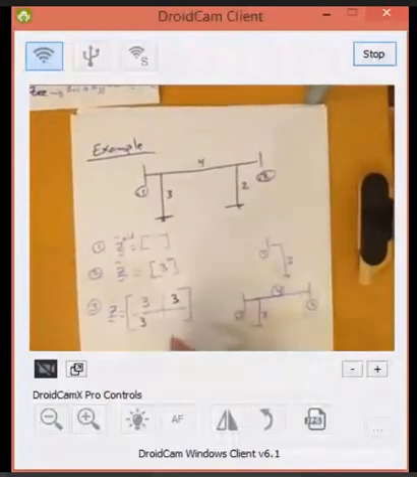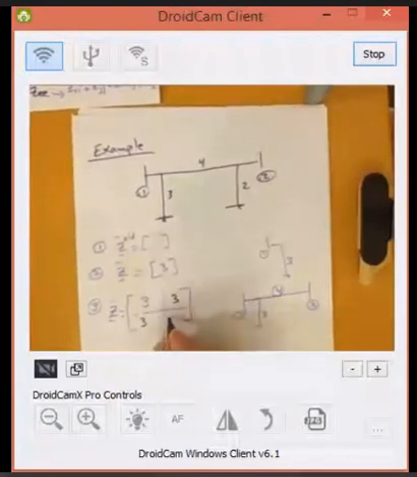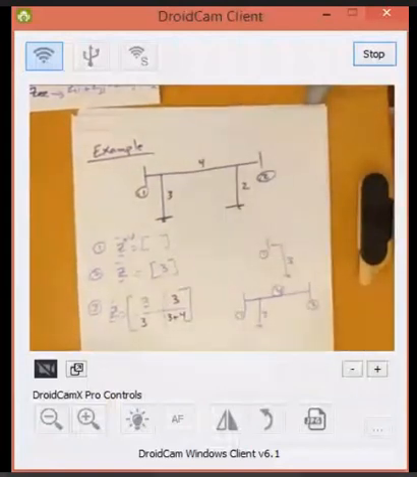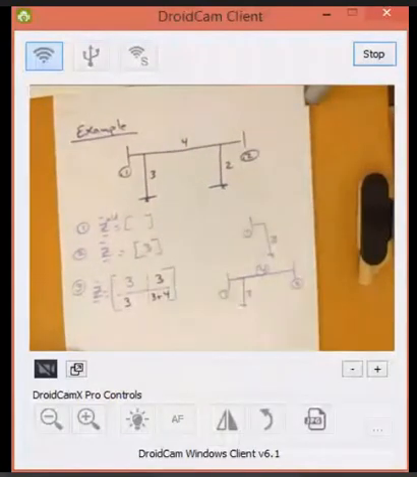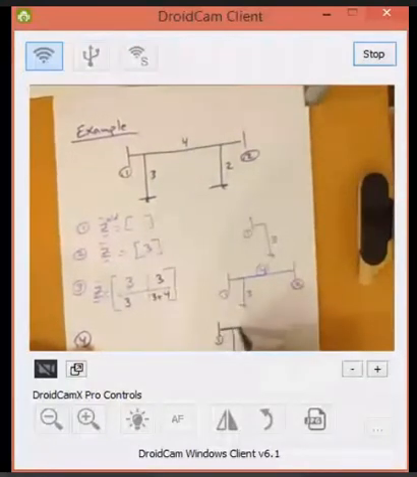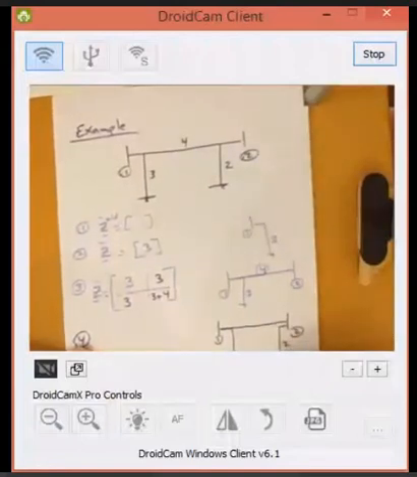Okay. What about this one? This is equal to Z11, which is the 3, plus whatever we add, which is equal to 4. What remains now? Only one branch remains, which is this one. Okay, number 4. This one is connected between here and the ground with impedance equal to 2.